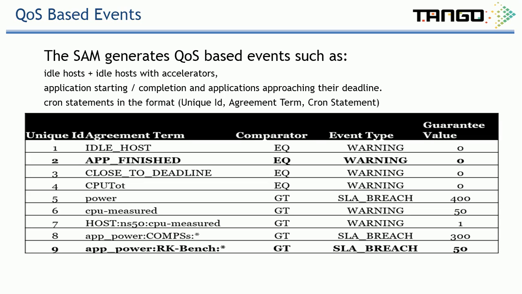What we see is a table below which has a sequence of 9 different rules. Some of these cover aspects such as detection of idle hosts and applications finishing, and others detect measurements such as particular power consumption of a given host. In particular we see rule number 7, which is specified against a particular host as saying that the CPU measured shouldn't reach a value above 1. We can also see application power consumption, and in the case of rule 9 we can see the application power consumption of an application called Arcade Bench mustn't exceed a value of 50 watts.